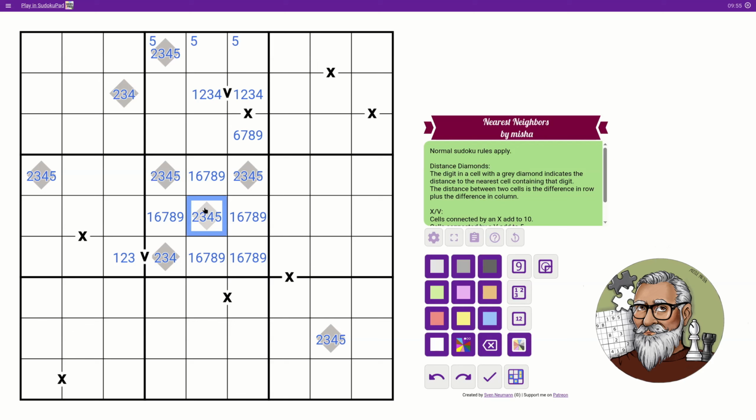So 1, 2, 3, 4. One of those is 5, and if this is 5, then it's that. So could this be 5? No, because this is 4 away from all of them, isn't it? So this isn't 5. It's one of these two. Right. Can I eliminate this one? Please tell me I can eliminate this one.